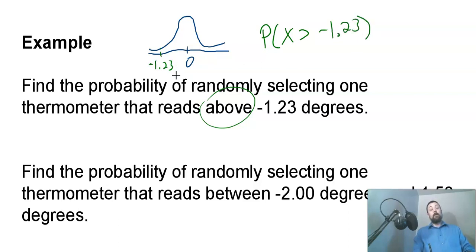The thermometer readings that are greater than negative 1.23 are to the right of negative 1.23. So I want to find the area to the right of negative 1.23. So this area here, which again includes the big peak in the middle, but goes all the way to the right in the right tail forever. Technically, that's going to go to infinity. It never reaches the x-axis, so we have to carry that calculation all the way out to infinity, but the area gets smaller and smaller and smaller as it does.